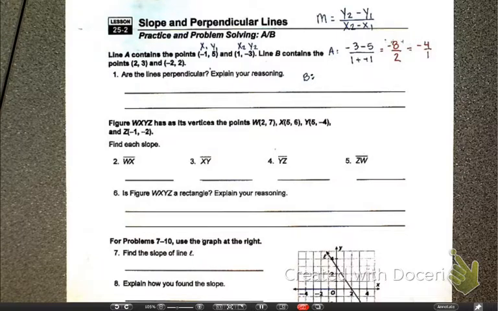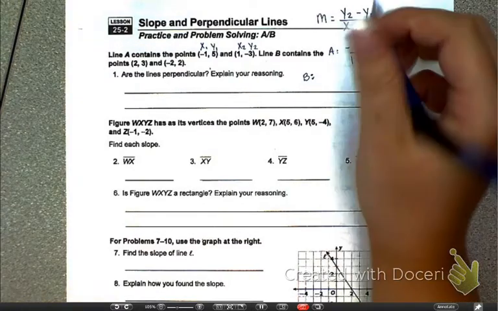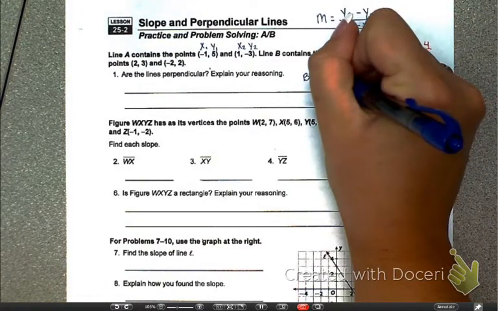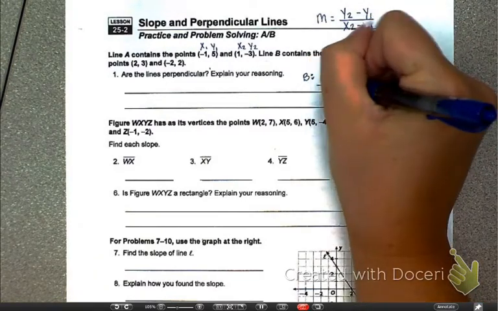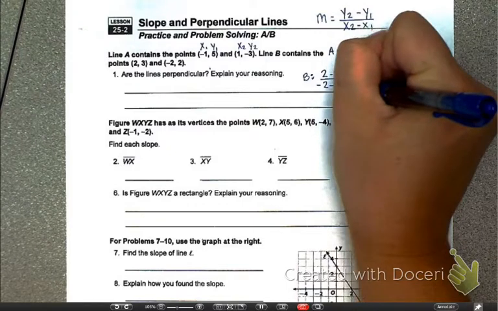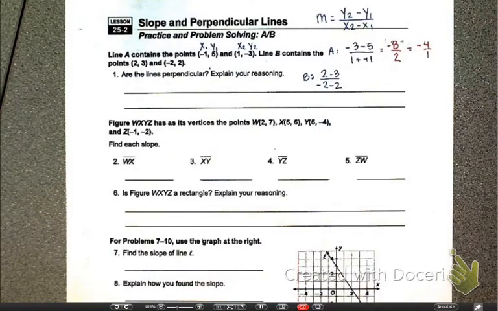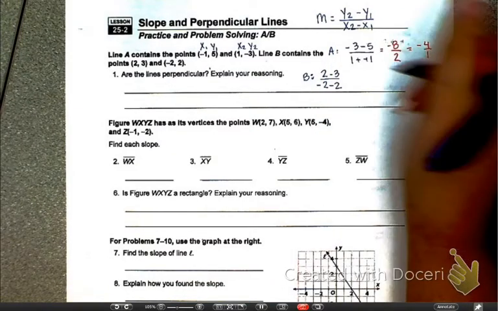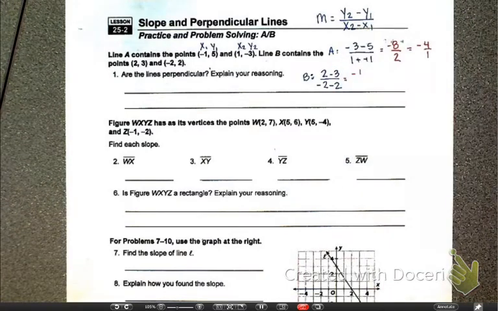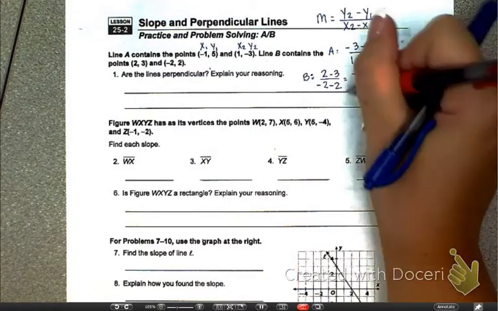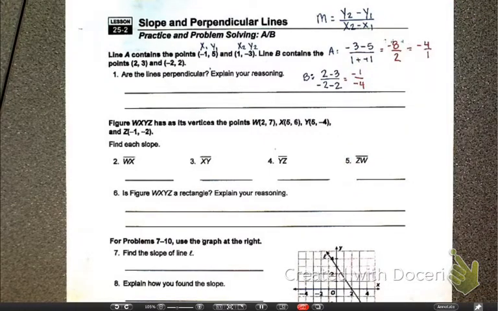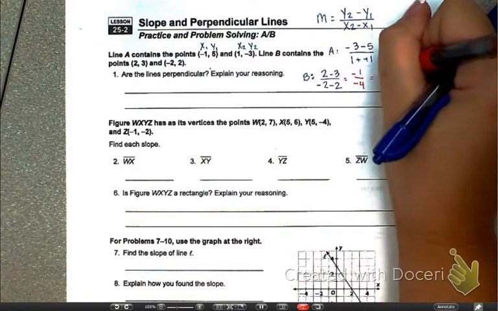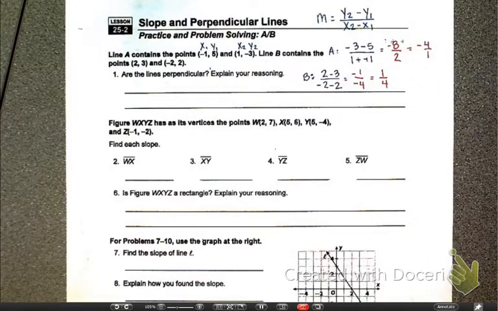Okay. For B, your formula is going to be 2 minus 3 over -2 minus 2. 2 minus 3 is -1. -2 minus 2 is -4. Are you going to leave your slope as -1 over -4? What would it be? Positive 1/4, right? Because a negative divided by a negative is a positive.